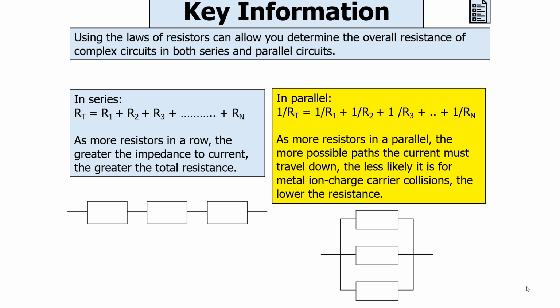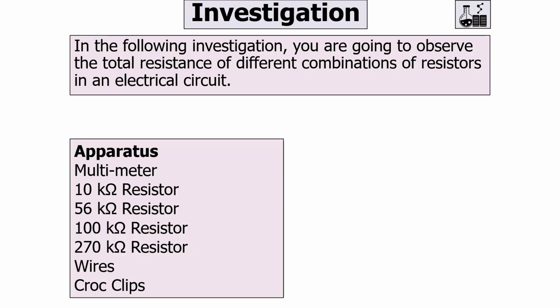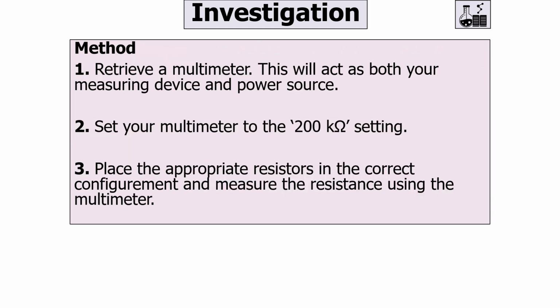Now, if we think about this in terms of an investigation for a required practical, you need to observe the total resistance of different combinations of resistors in an electrical circuit. You need a multimeter, many resistors of different ohmic values, and wires and crocodile clips as well. You would retrieve a multimeter, which will act as both a measuring device and a power source, set the multimeter to the 200 kilo ohm setting, place the appropriate resistors in the correct configuration, and then measure the resistance with the multimeter.